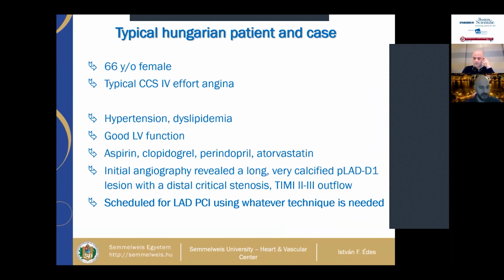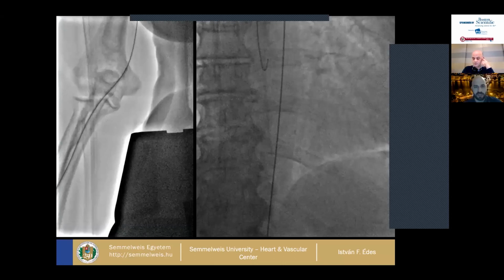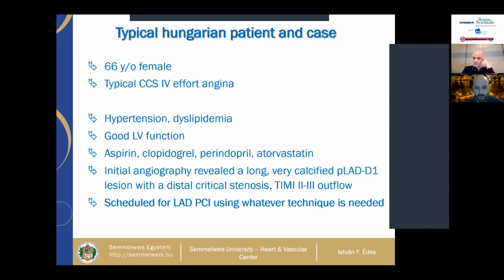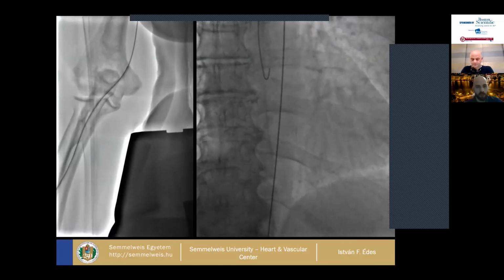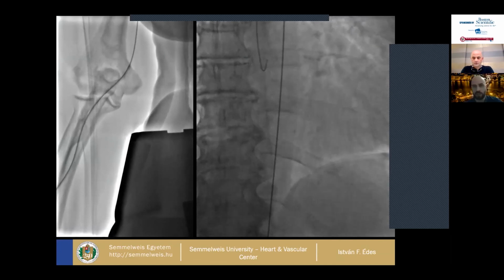And if I still have some time, I'd like to show you a typical case that we have here. It's a 66-year-old female presenting with CCS4 angina on routine medication, and an initial angiography performed in another cath lab showed a proximal LAD D1 highly calcified stenosis, and the patient was scheduled for LAD PCI using whatever method was necessary. Our trouble began when we were unable to advance our guide catheter through the radial artery. Therefore, we had to switch to the femoral artery.